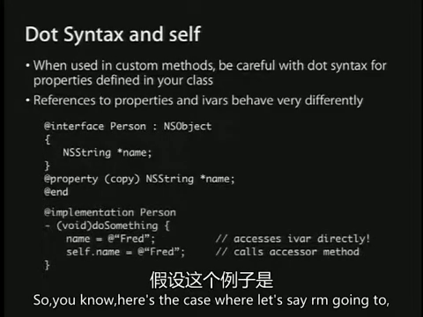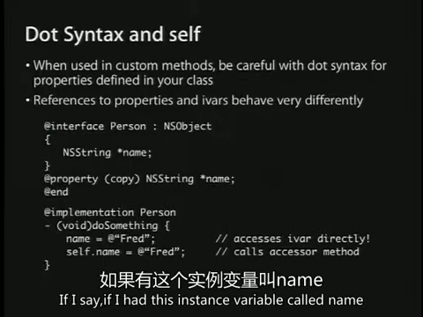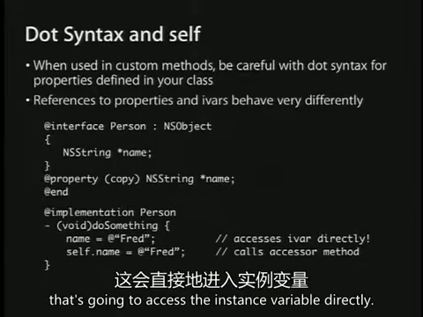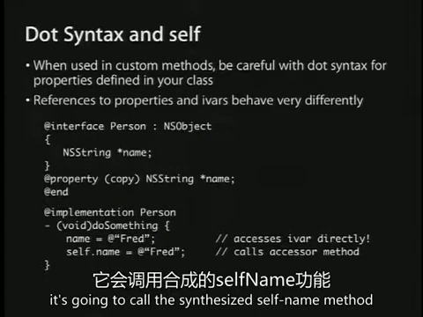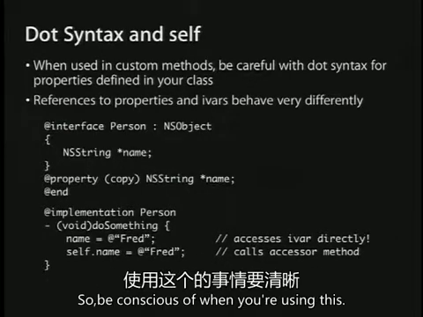So here's a case where, let's say I've got some method called doSomething. If I have an instance variable called name and a property called name, and I say name equals Fred, that's going to access the instance variable directly. If I say self.name equals Fred, it's going to call the synthesized setName method, which will retain this and release the old. So be conscious of when you're using this.